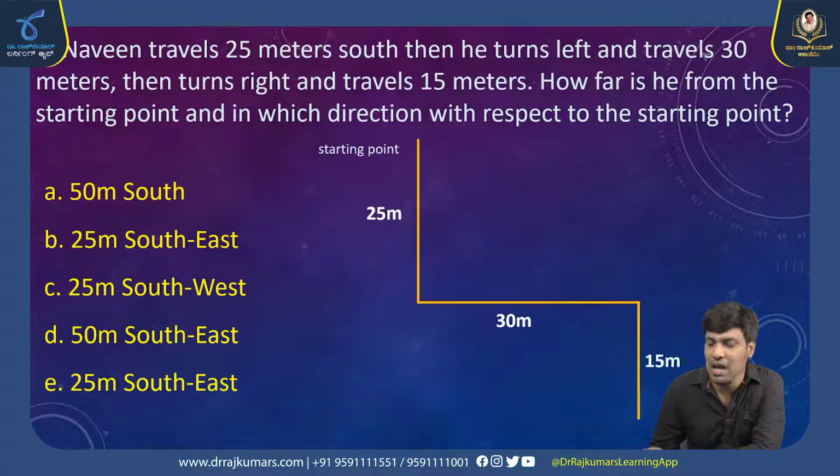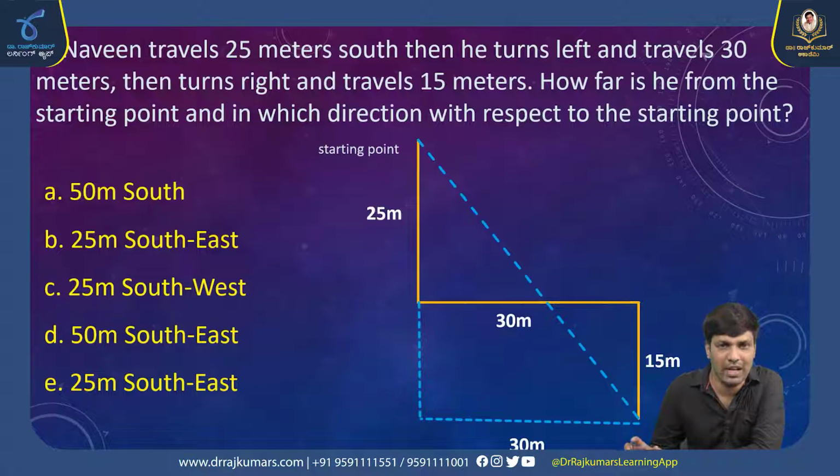The question is how far he is from the starting point and in which direction he is facing with respect to starting point. Here we have to calculate the distance between starting point and end point first, and then we need to carry out in which direction is E from the starting point. To find the distance between starting point and ending point, we can utilize the concept Pythagoras theorem.